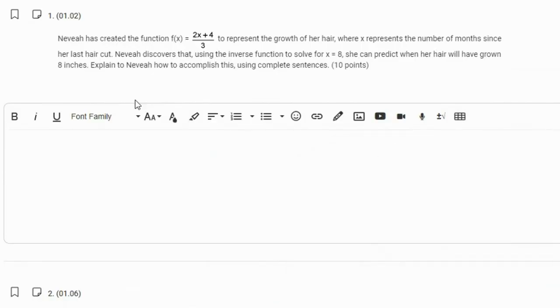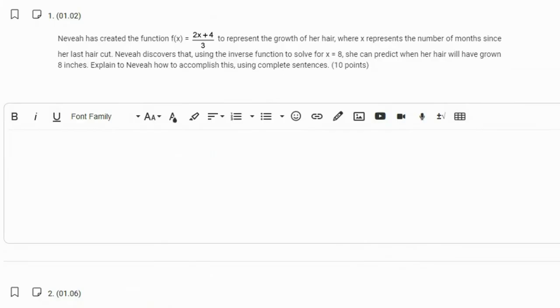Nevea has created this function to represent the growth of her hair, where X represents the number of months since her last haircut. And she discovers that using the inverse function to solve for X equals 8, she can predict where her hair will have grown 8 inches. So it says, explain how to accomplish this using complete sentences.